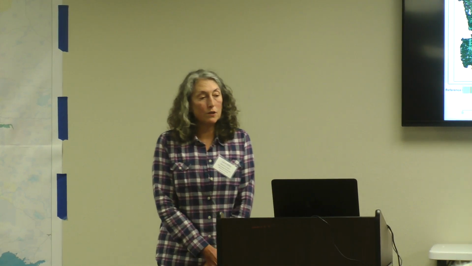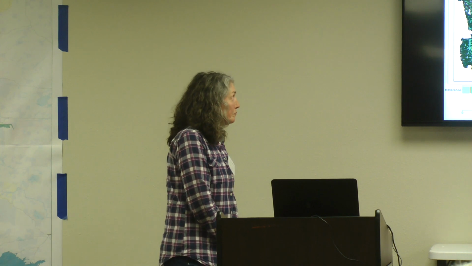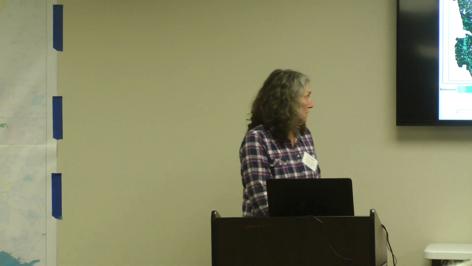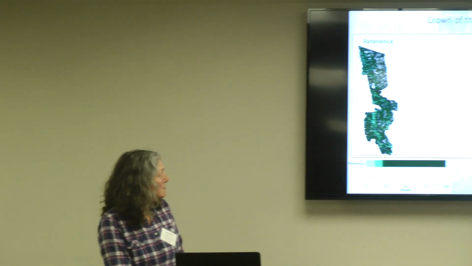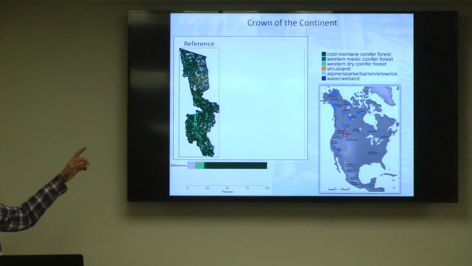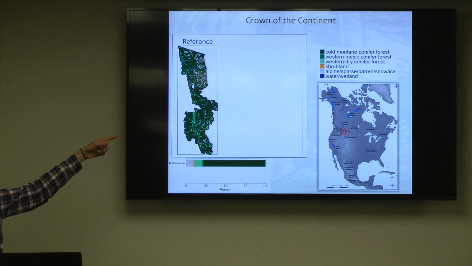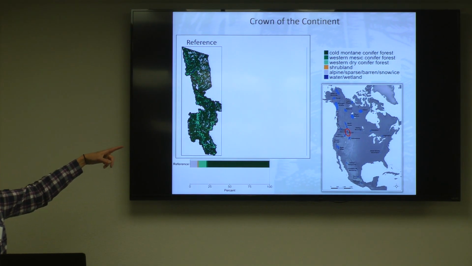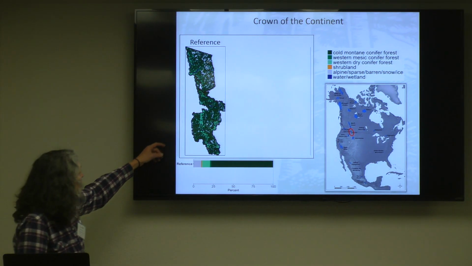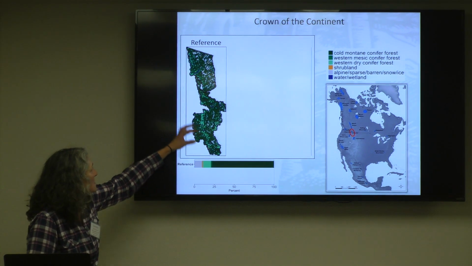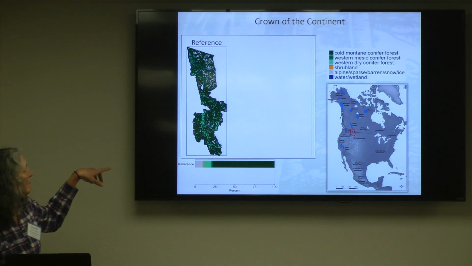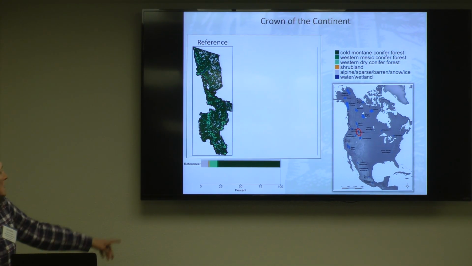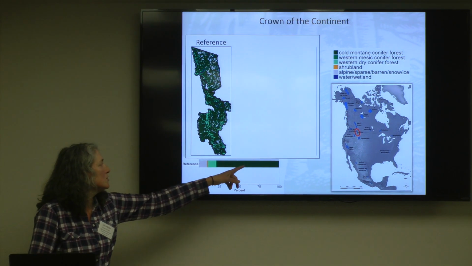And so if we look at the Crown of the Continent, our reference condition for vegetation is represented in this map. There's a lot of dark green, a lot of cold montane conifer forest, there's some western mesic, some western dry conifer, and only a little bit of shrubland that you can see interspersed through here. There's some alpine and barren in gray. And it's basically this. This is the distribution.